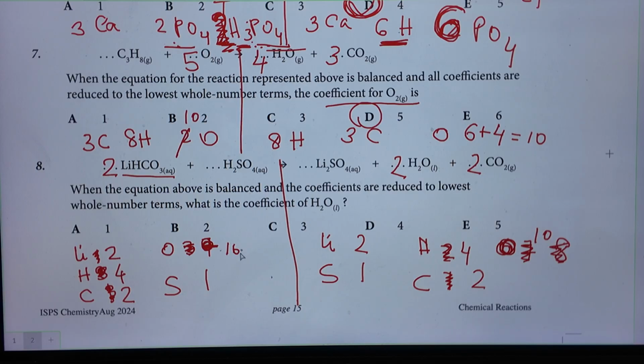So now we have 10 oxygen here, 10 oxygen here, 1 silicon here, 1 silicon here, 2 lithium here, 2 lithium here, 4 hydrogen here, 4 hydrogen here, 2 carbon here, 2 carbon here. This is done. What is the coefficient in front of H2O? 2, and that's all, folks.